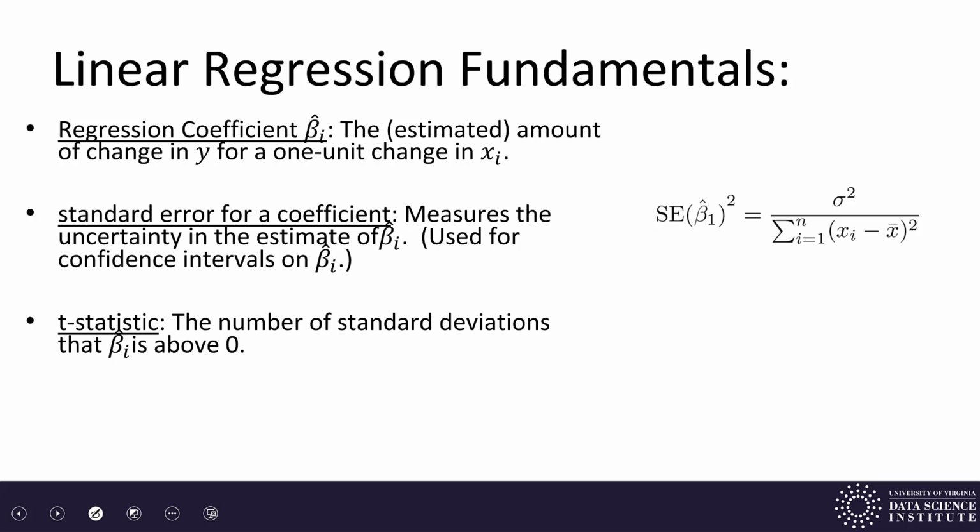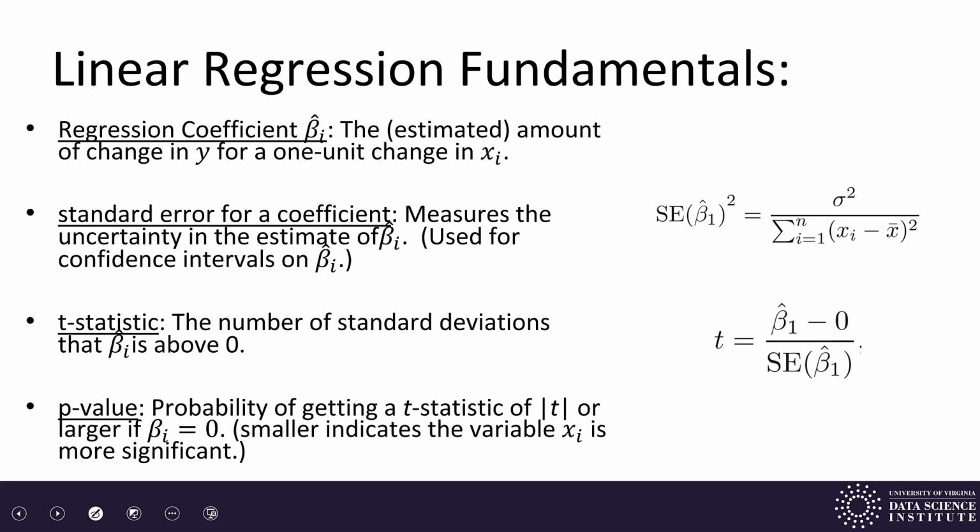Next statistic that we're going to look at is the t statistic. And the t statistic is the number of standard deviations that our beta I hat is above 0. It's given by this formula. It's the difference between beta I hat and 0, and then divided by the standard error for beta I hat, which plays the role of a standard deviation. So if the t statistic is large, say 5, that means that our beta I hat is like 5 standard deviations above 0, so it's not likely that we would see something that high if the beta I were actually 0.